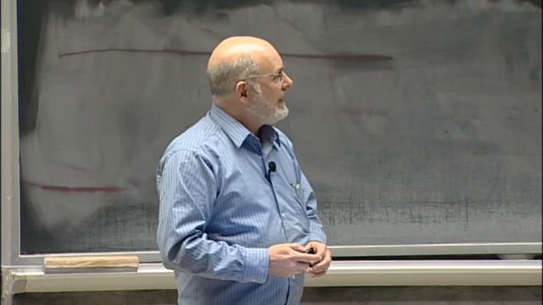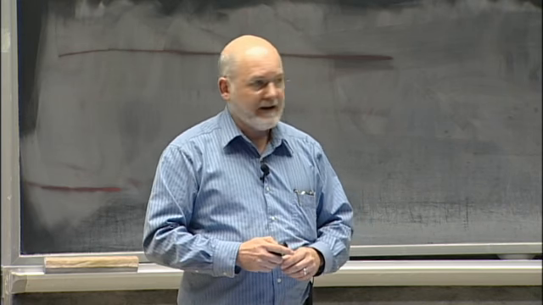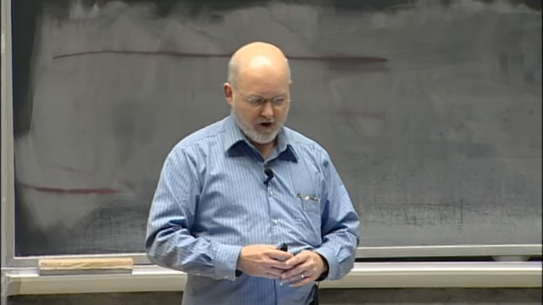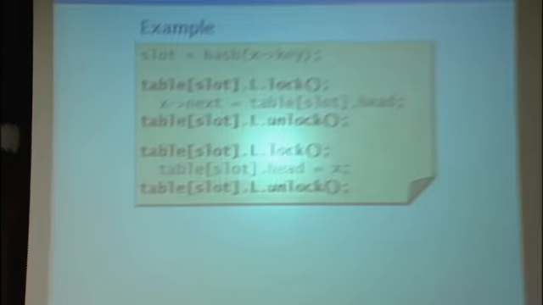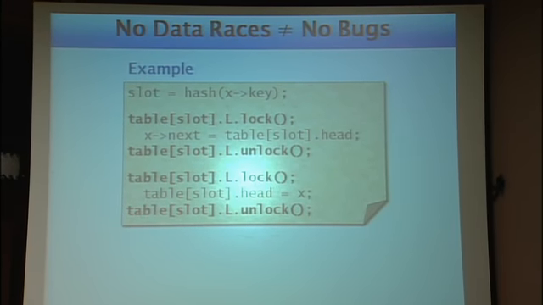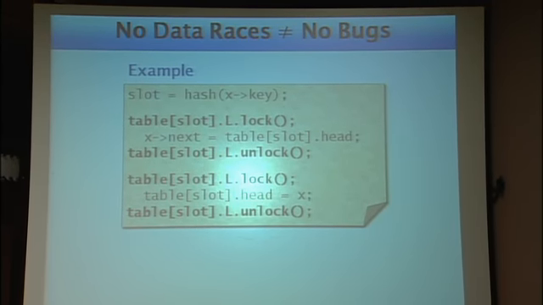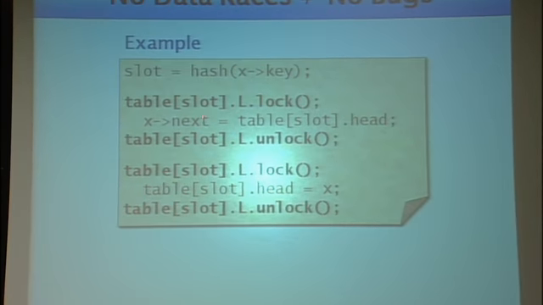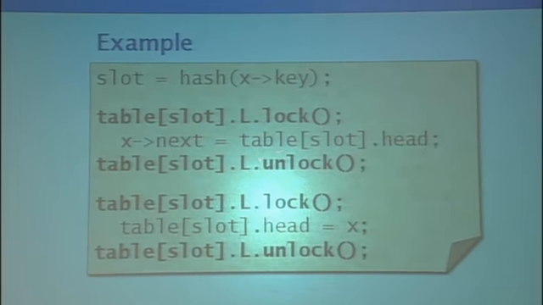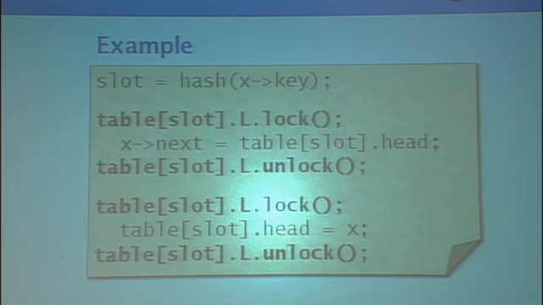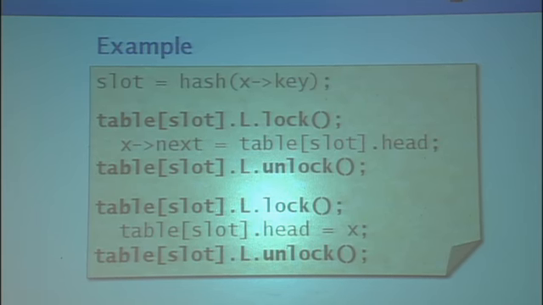Now, if you have no data races in your code, that doesn't mean that you have no bugs. For example, here's a way somebody might fix that insertion code. We hash the key, we grab a lock, we set X next to be whatever is the head of the list, and then we do an unlock. And now we lock it again. Now we set X to be the head of the list, and then unlock again. And notice that in this case, technically there is no data race.